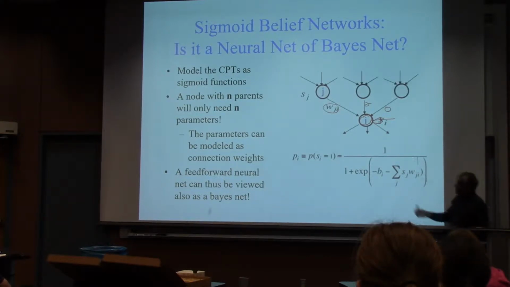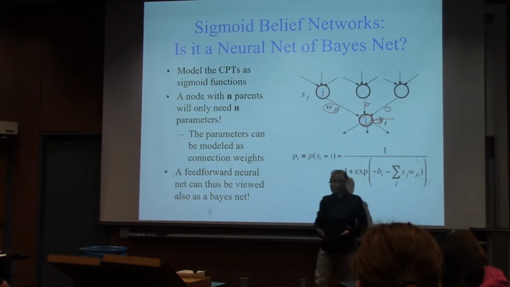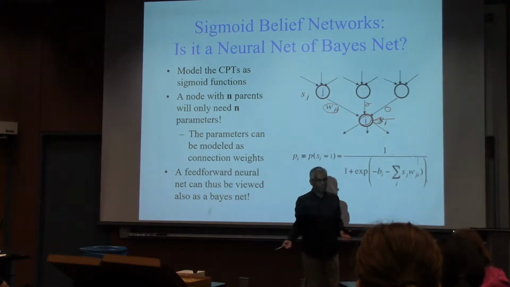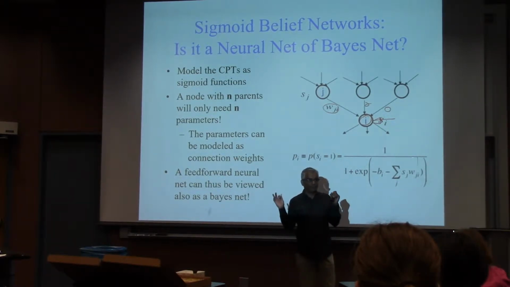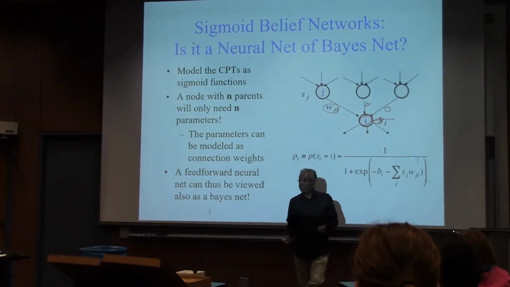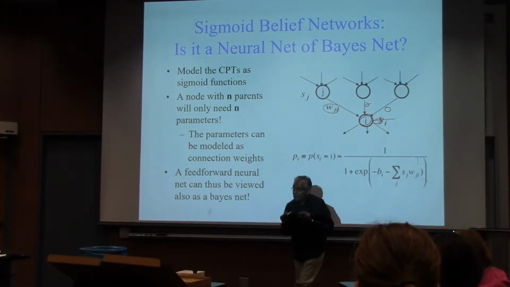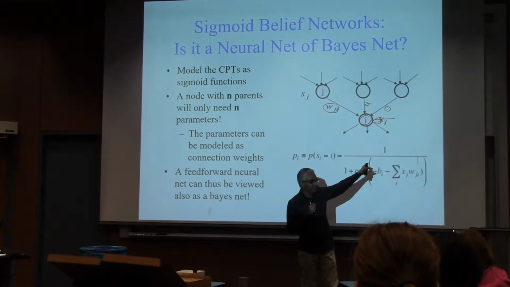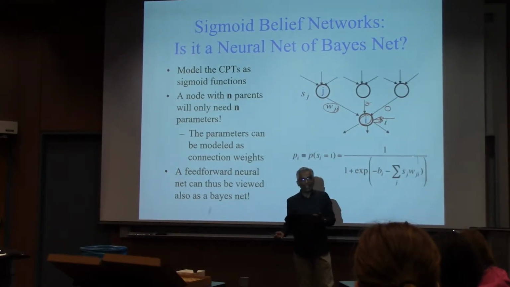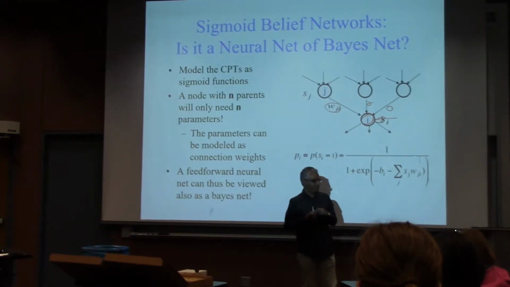Now the conditional distribution of a node given its parents can be quite complex. If you have n parents, you can't specify it with just n numbers. You might need 2 power n numbers. But there can be particular types of distributions, just like noisy OR in the previous slide, which can get by with fewer numbers.